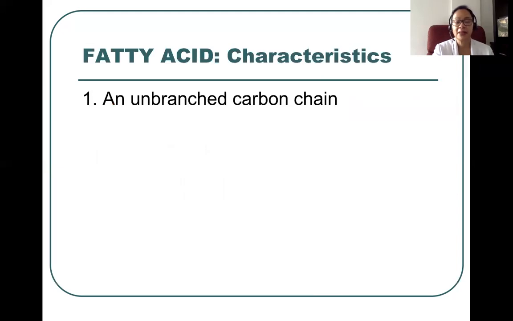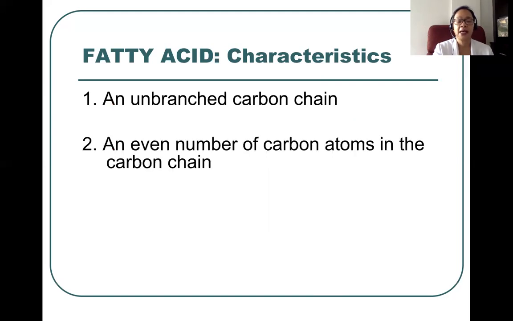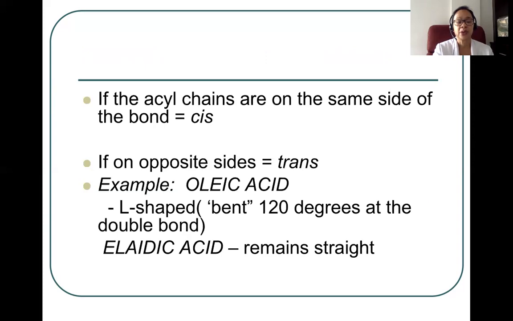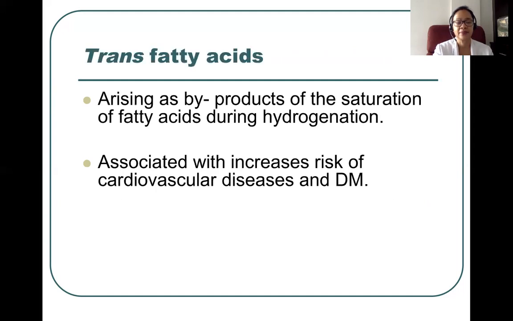So with regards to characteristics of a fatty acid, it is unbranched. And in humans, most often it's even number of carbon atoms. You can find odd number in ruminants and in animals. And when double bonds are present, it is usually in cis configuration. So if the acyl chains are on the same side of the bond, it's cis. And if it's on the opposite side, it is trans.